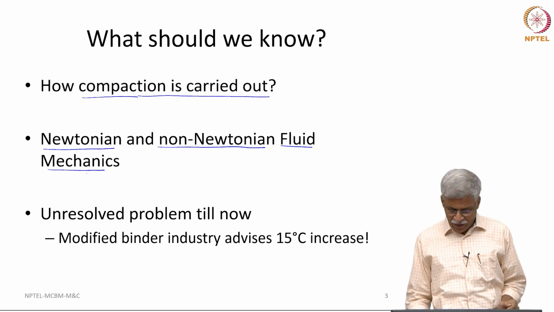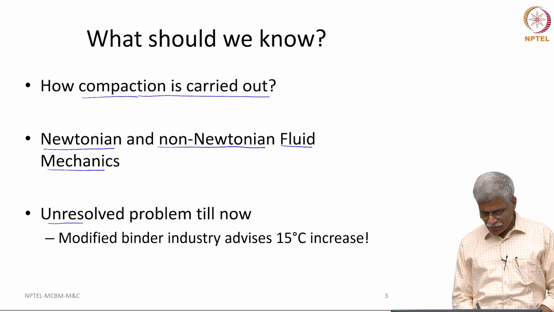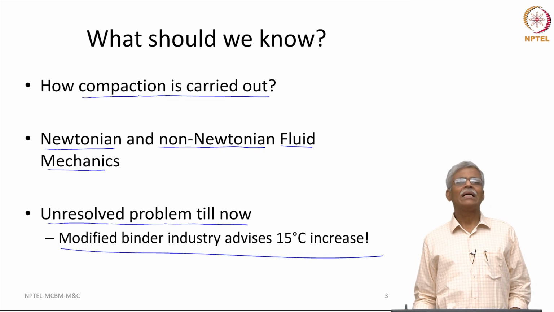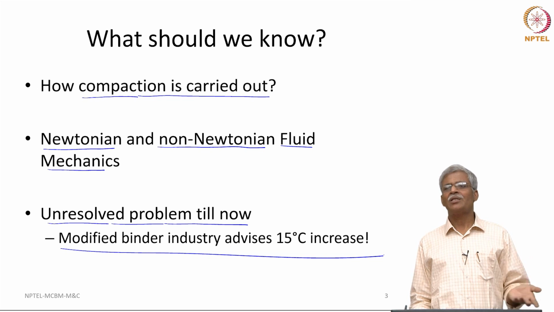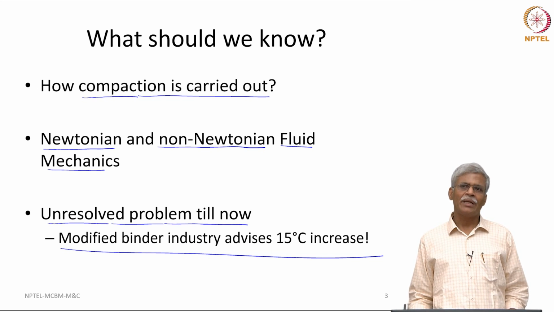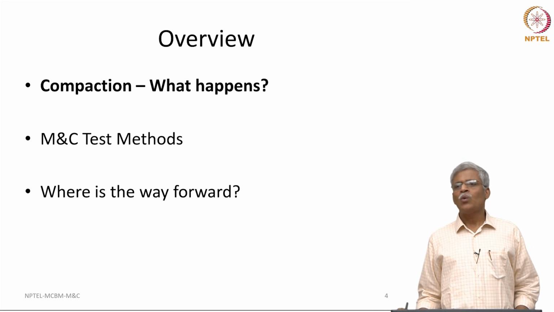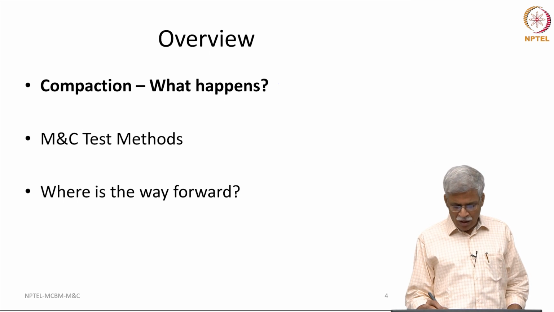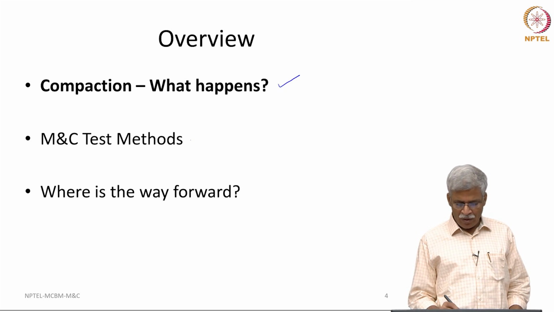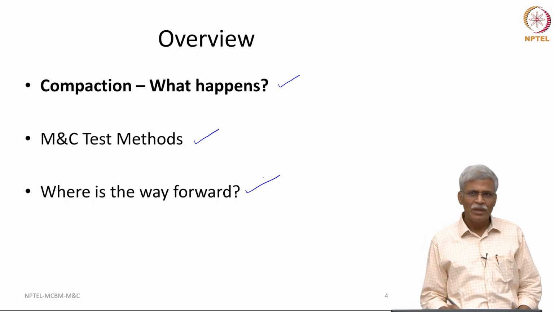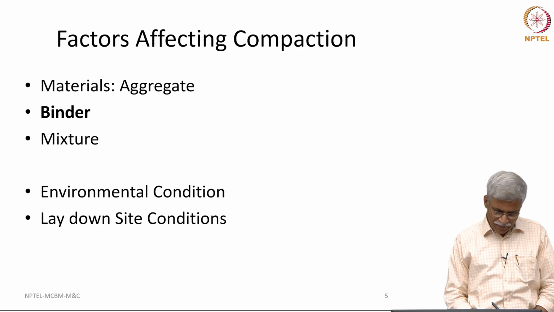As of now this is an unresolved problem, and the modified binder industry will typically suggest that you increase the temperature by 15 degrees centigrade. Why so? We will look at it as we go along. So, the overview is: first we need to understand compaction and what really happens, what mixing and compaction test methods are currently available, and is there any way forward, what should we really do about it.